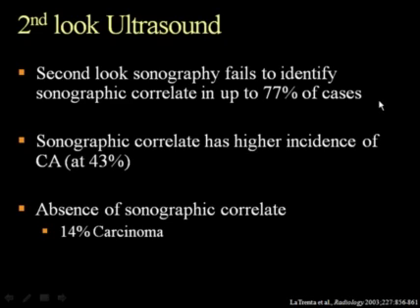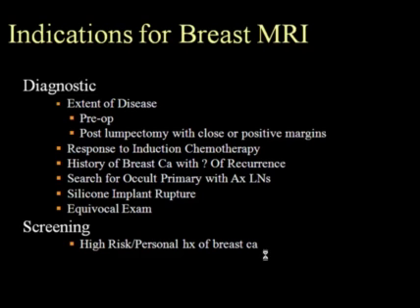So she found an abnormality with MRI in a patient that had a reason to have an MRI, and went back and looked with ultrasound to find that MRI abnormality, and she couldn't find it in 77% of the cases. However, when she was able to find an ultrasound correlate, those patients had a higher incidence of cancer, 43%. But even when she couldn't find an ultrasound correlate, she couldn't give up. You had to keep going because 14% of those patients could have cancer.